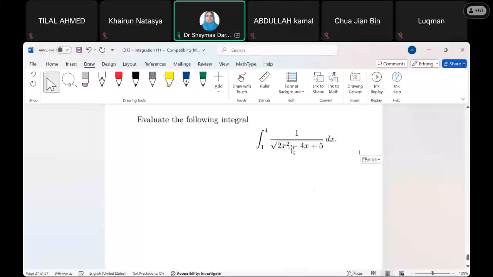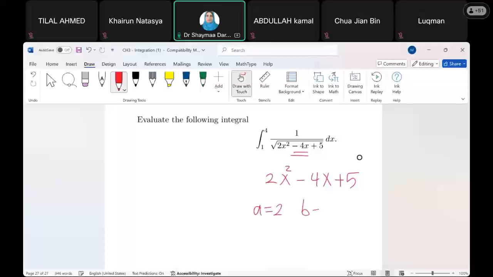Here you have a quadratic expression, so this is likely to be a formula. We have to complete the square because my issue is that the 4x has to be cancelled. So I have to complete the square. In 2x squared minus 4x plus 5, a is 2, b is minus 4, c is 5. Then b squared over 4a, you have to evaluate.